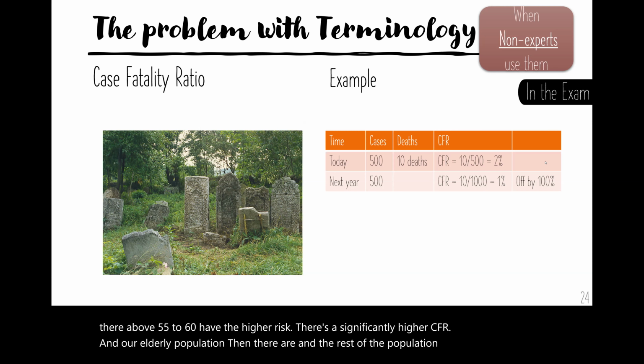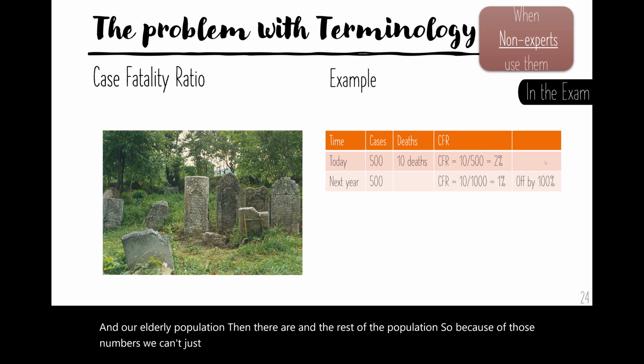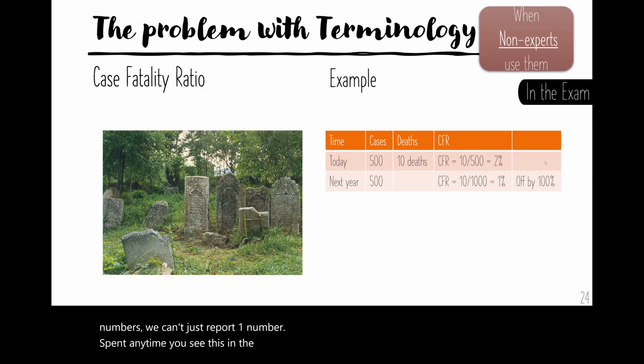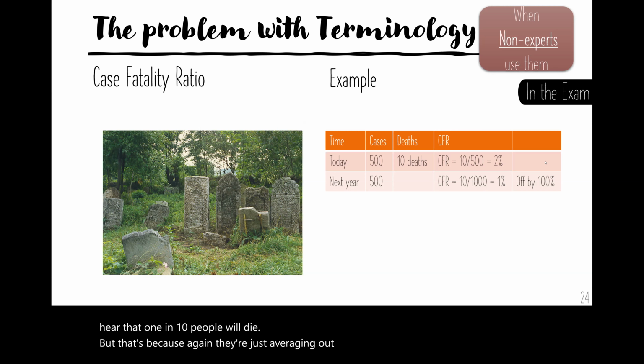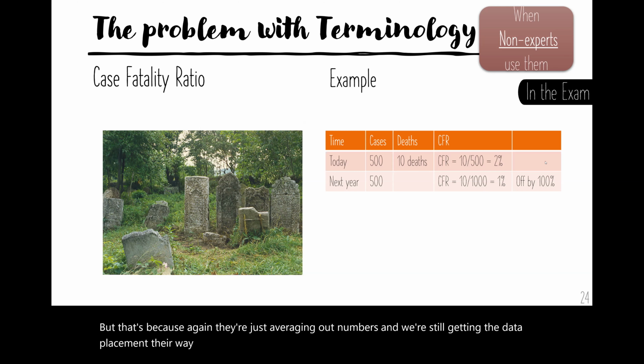Because of those numbers, we can't just report one number. But anytime you see this in the news, they'll just say it has a CFR of 10%. Yeah, it's kind of scary if you hear that. That's 1 in 10 people will die. But that's because, again, they're just averaging out numbers, and we're still getting the data placed in there. So we're way ahead of the game right now by trying to report these. We kind of need to wait.